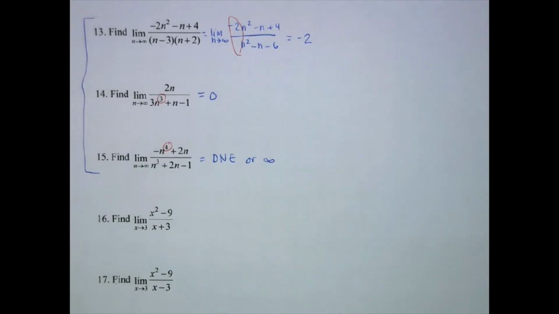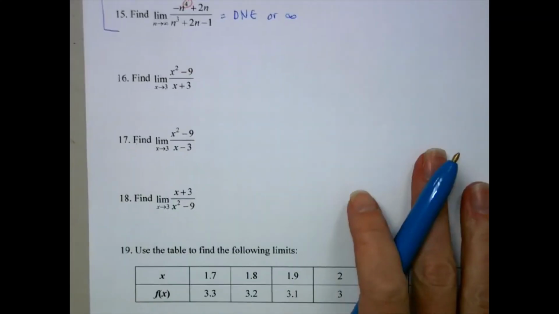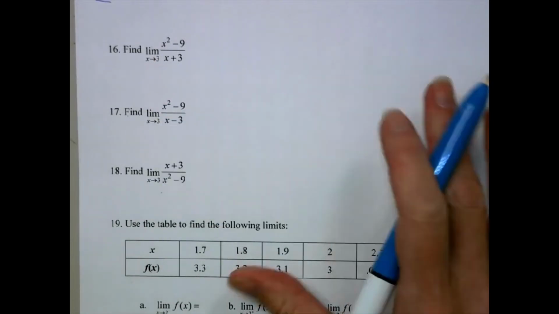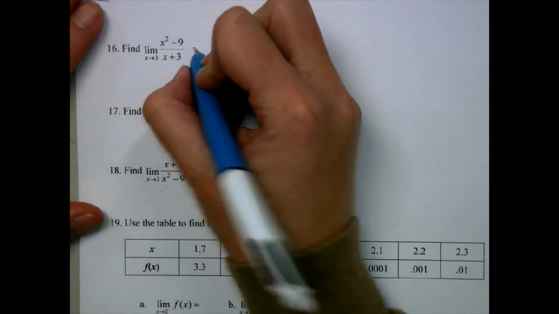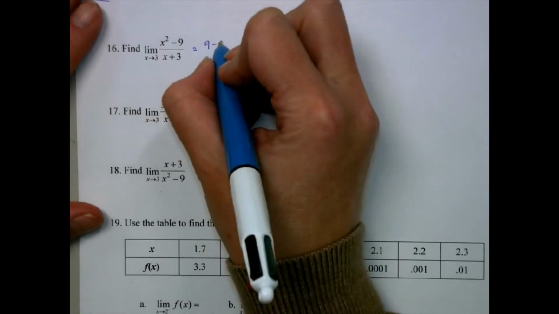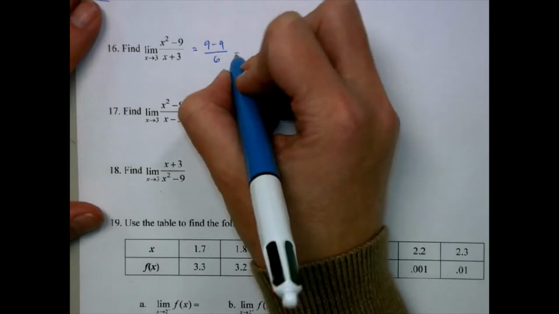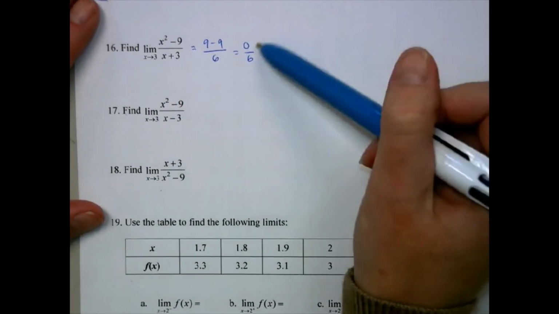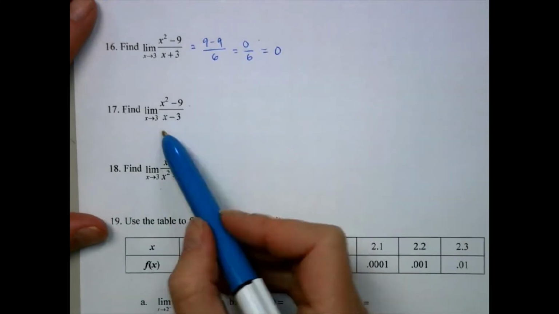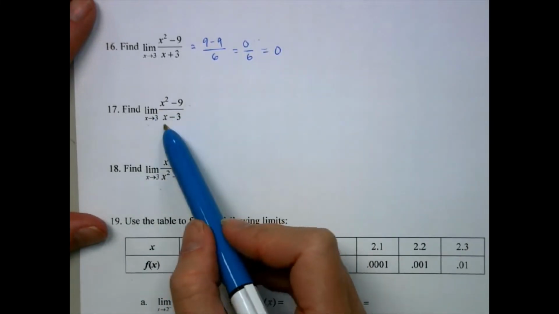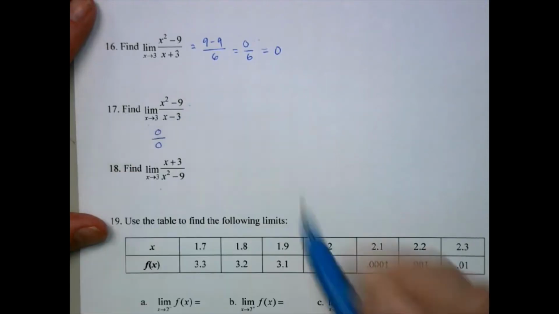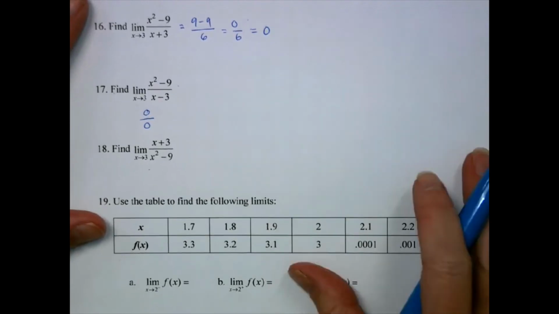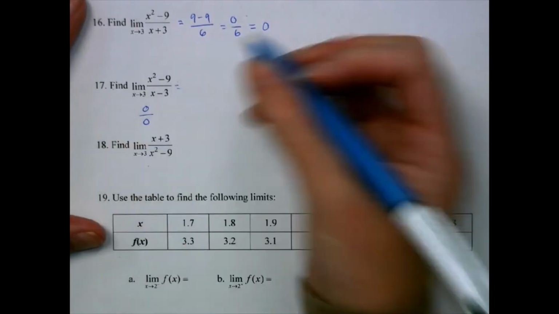Okay, these next three we're going to evaluate. So you want to try plugging it in if you can. So if I plug it in here, we're going to get 9 minus 9 over 6, which is 0 over 6, which is just 0. That is not undefined. That is 0. Here, if I try to plug in, I'm going to have 9 minus 9 over 3 minus 3, which is 0 over 0, which is not 0. It's not undefined. It needs more work. The work is factoring.